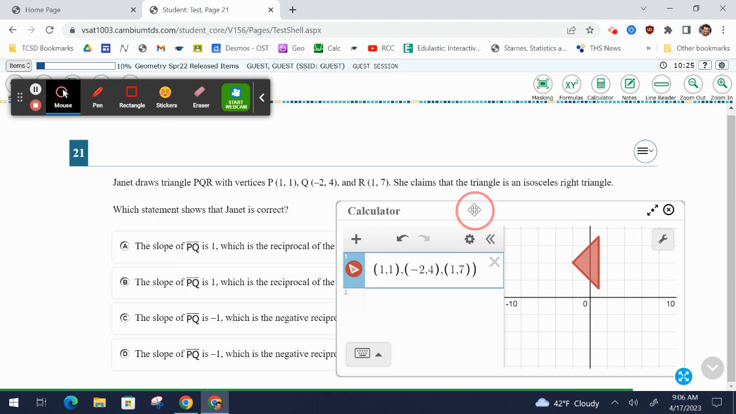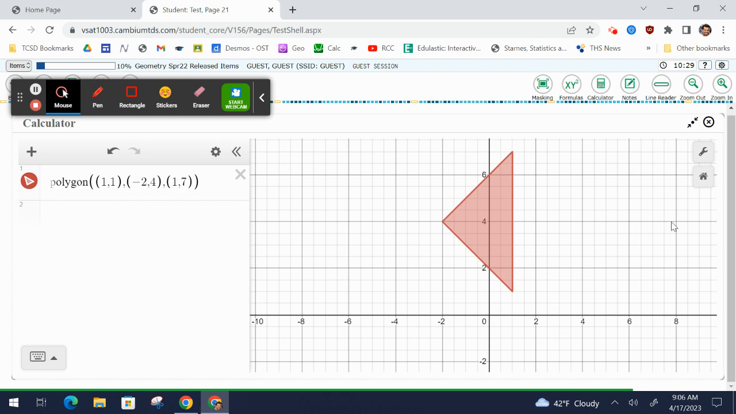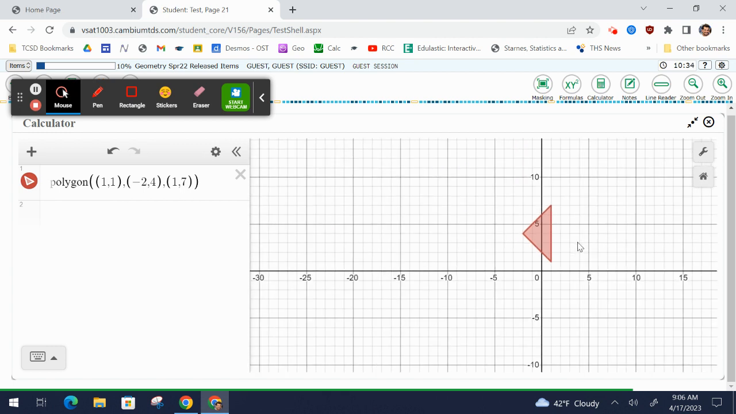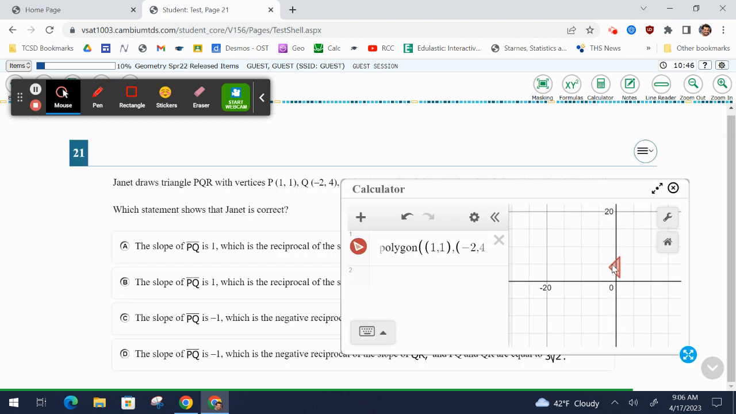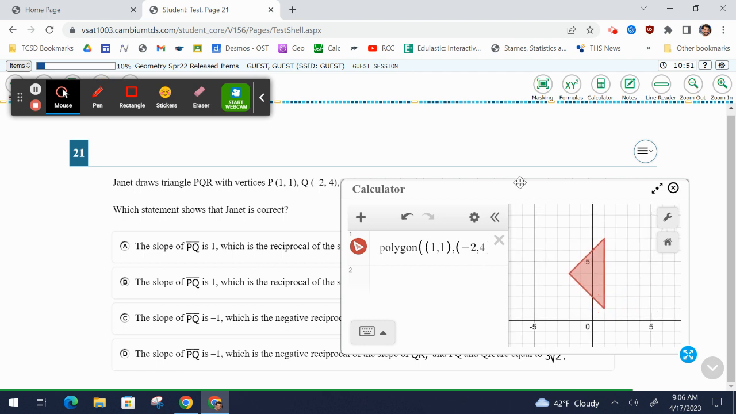So to me, it does look like an isosceles right triangle. Let me zoom out one if I can. It looks like these two sides are congruent and that this is the right angle, and that would be the second vertex at (-2, 4). All right, I'll zoom in and see. Okay, there. That's a good picture right there.